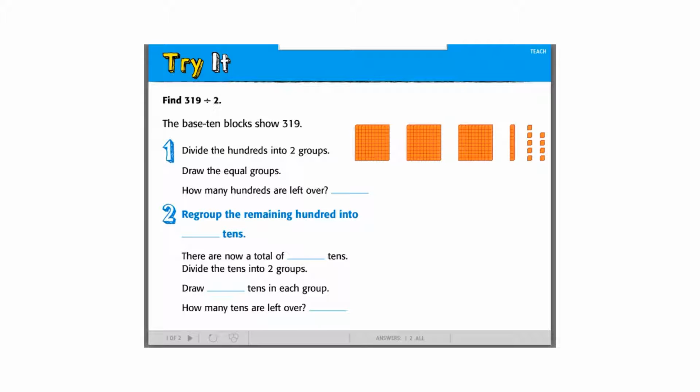All right, the try it part. So turn your page to try it. And we're going to try to draw this one. If you have 319 and you're going to divide it by 2, see how I remember at the beginning of this whenever I said you may want to use ConnectEd for those manipulatives this time, and this is the reason why.